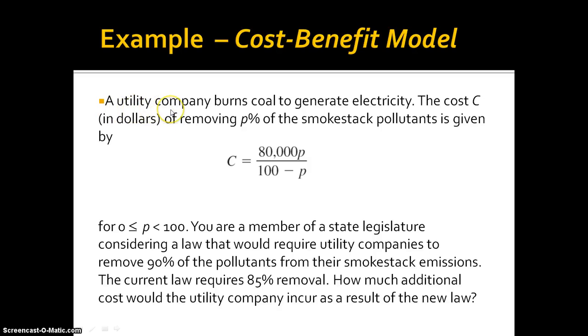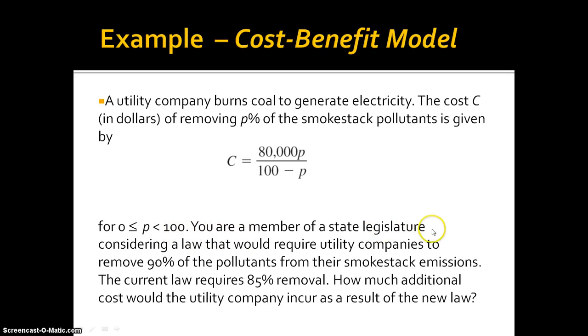And we're told that a utility company burns coal to generate electricity, and the cost C in dollars of removing P% of the smokestack pollutants is given by our formula here. So P is a percent and C is cost in dollars. And since P is a percent, we've got a restricted domain. P is between 0 and 100, and we don't expect to extract 100% of pollutants.